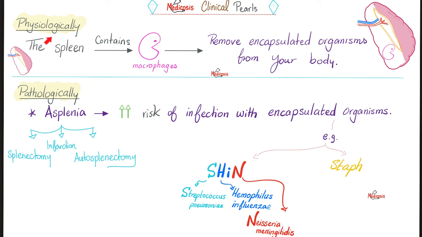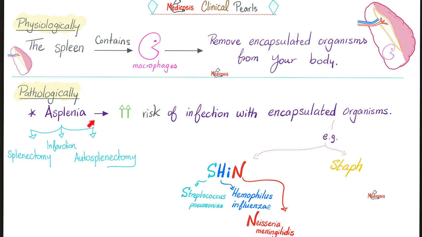Medicosis pearls for the pros. Physiologically, your spleen contains splenic macrophages. Their function is to remove encapsulated organisms from your body. Oh, it's a defense mechanism. That's true. But pathologically, what if I have asplenia? Why do you have asplenia, Medicosis? Maybe I removed my spleen via surgery, splenectomy. Maybe my spleen is infarcted. Maybe I destroyed the spleen because I have a disease. So even though my spleen exists anatomically, it is useless functionally. This is called autosplenectomy. This can happen in sickle cell disease, for example, among others.